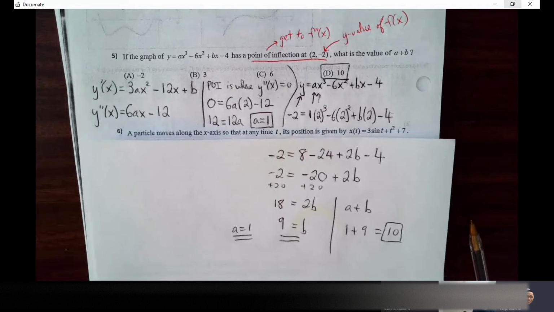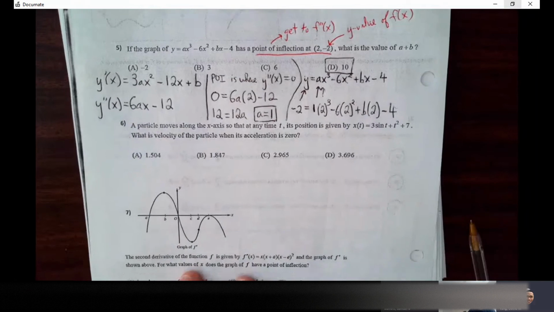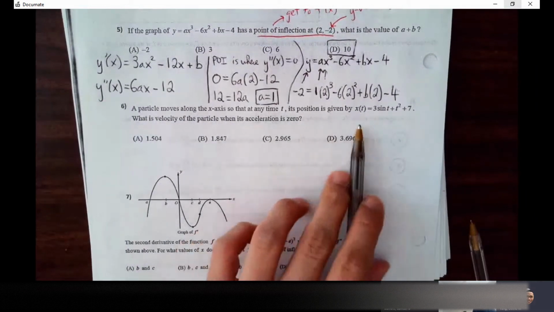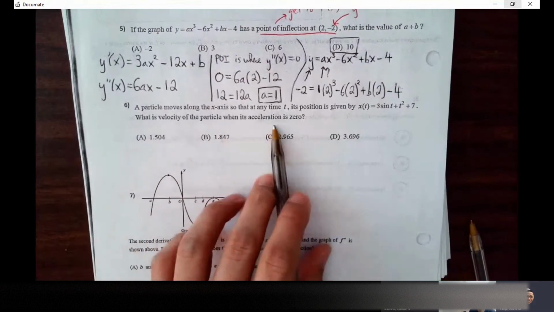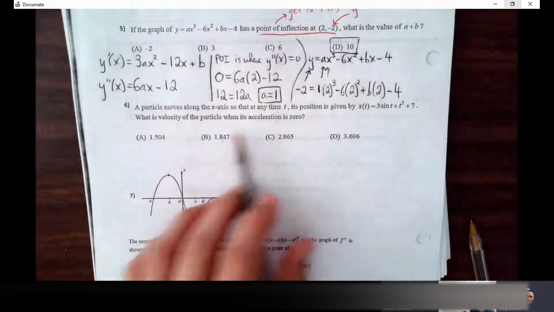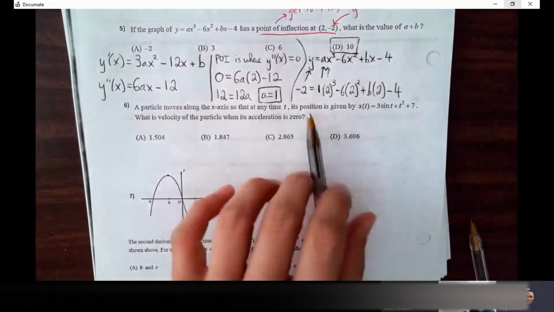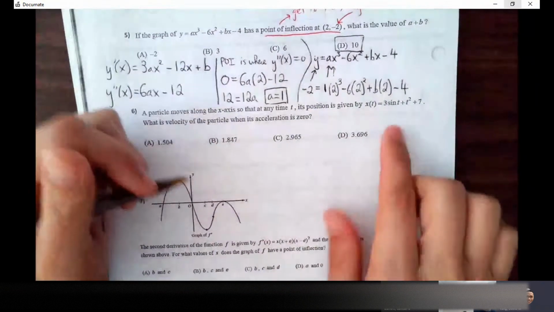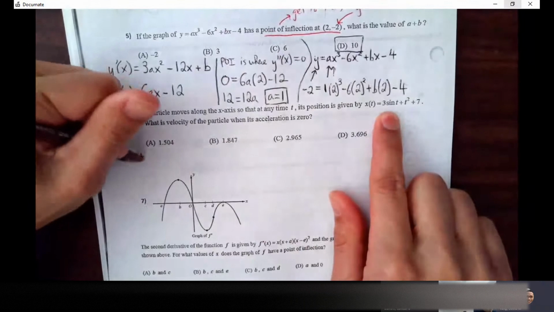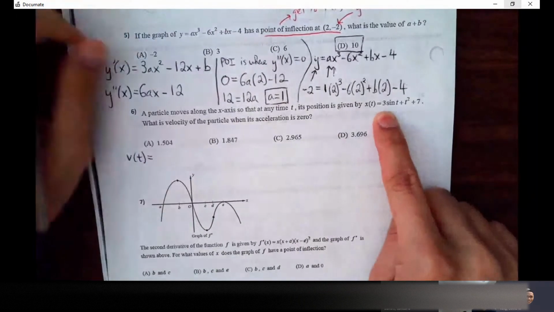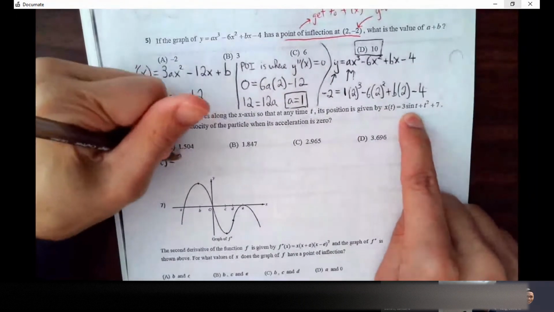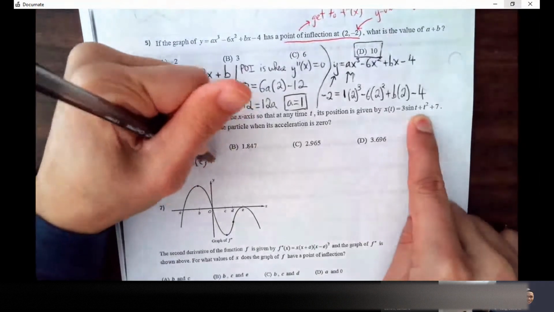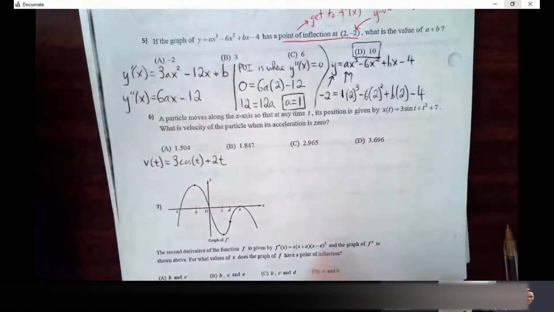Okay, number 6. A particle moves along the x-axis so that at any time t, its position is given by x of t. What's the velocity when its acceleration is 0? So we're just going to find velocity and acceleration and use them accordingly. So let's find the velocity function. Sine becomes cosine, so 3 cosine of t. T squared becomes 2t, and then 7 goes to 0.